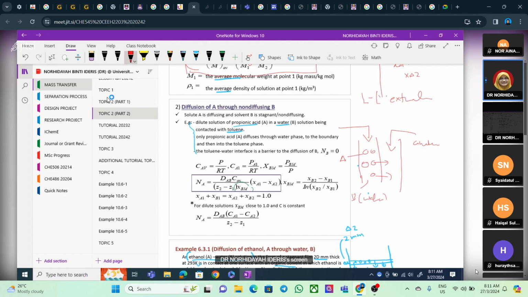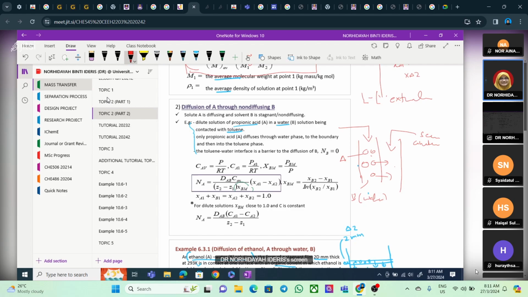This is the case of a diffusion of A through non-diffusing B. You can see here, only molecule A can dissolve inside the second liquid here, right? So B, the water molecule, is non-diffusing. It cannot penetrate into the second solution. So that's what happens. That's why we can apply the concept of liquid-liquid extraction.